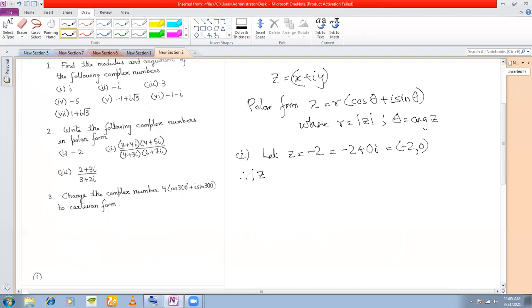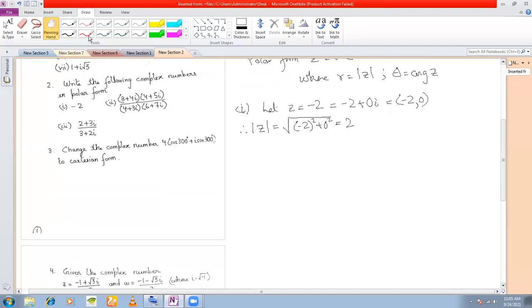We'll find the modulus and amplitude of the complex number. Mod z is equal to the square root of (-2) square plus 0 square, which is simply equal to 2. Therefore mod z is equal to 2. We now proceed to find out the amplitude. Now amplitude, we proceed exactly in a similar manner.